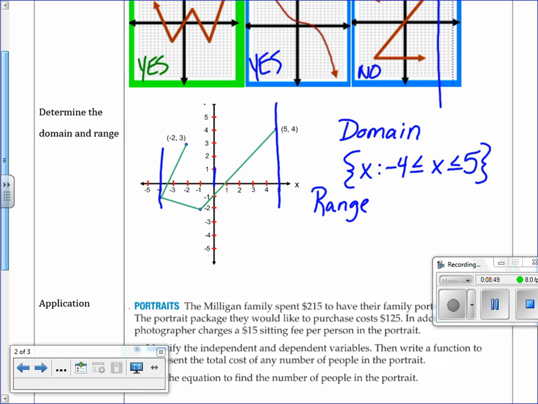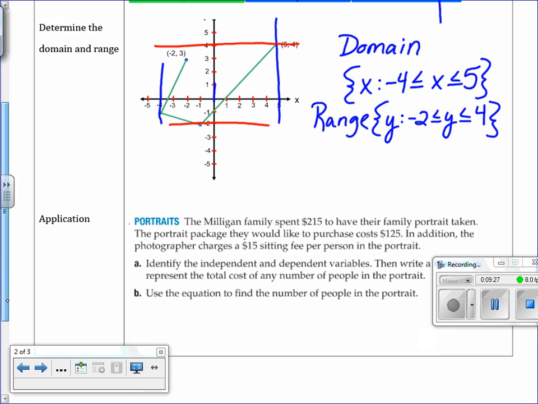My range. Now I'm on to range. These are my y values. Again, my y values are running from -2 all the way up to +4. So that's going to be y such that -2 less than or equal to y, which is less than or equal to 4. End my set notation. So that's how we need to be able to notate domain and range. This is something that you will be responsible for.